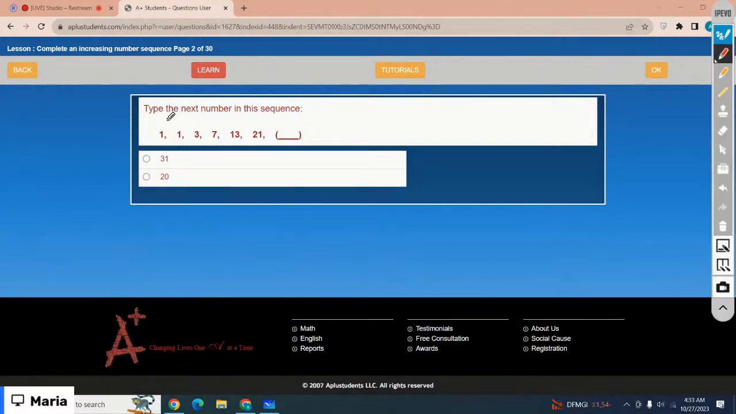Okay. 1 plus 0 is 1. 1 plus 2 is 3. 3 plus 4 is 7. 7 plus 6 is 13. 13 plus 8 is 21. Very good. For the next number, you have to add 10, so that would be 31. 31 it is, right? The correct option is 31.